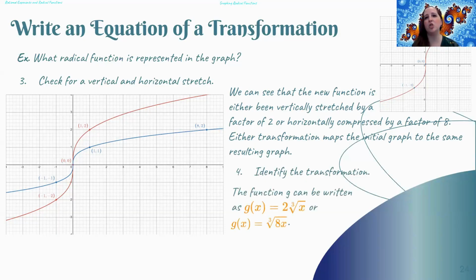So again, the function g can be written as g of x equals 2 times the cube root of x, or g of x equals the cube root of 8x. Either will give you the same answer. Okay, because again, the cube root of 8 is going to give me 2.